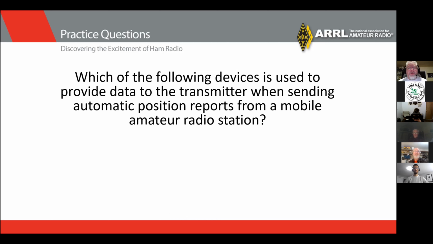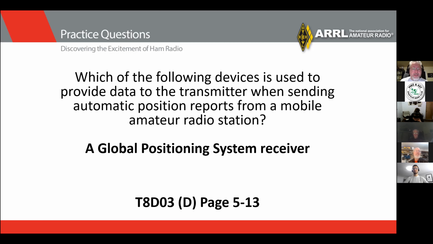Which of the following devices is used to provide data to the transmitter when sending automatic position reports from a mobile amateur radio station? You don't see the answers, but it's going to be a GPS. Yep, it's a global positioning system receiver. And like I say, some of our radios have it built in. Sometimes you have to add it.